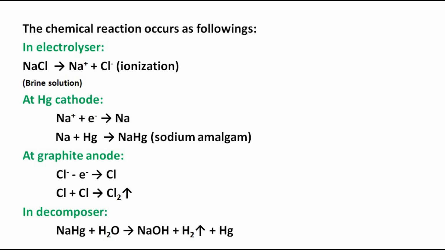At the graphite anode, chloride ion Cl- loses an electron to form chlorine. This chlorine reacts with another chlorine to form a chlorine gas molecule, as shown in the reaction. In the decomposer, sodium amalgam reacts with water to give caustic soda NaOH, hydrogen gas H2, and mercury Hg.